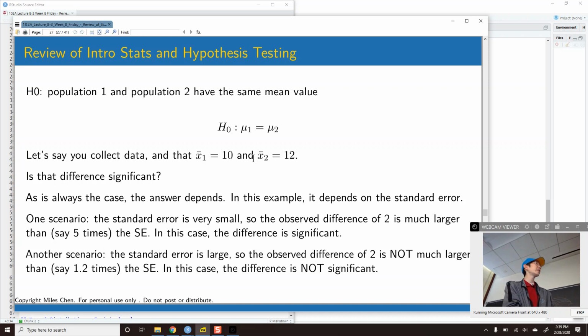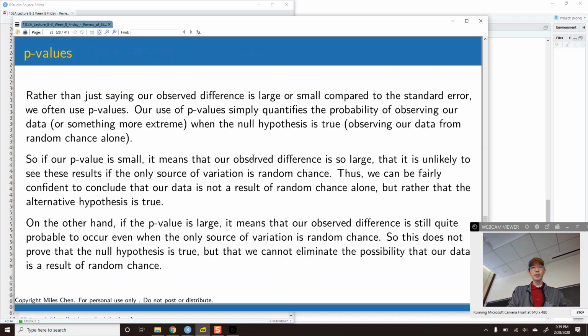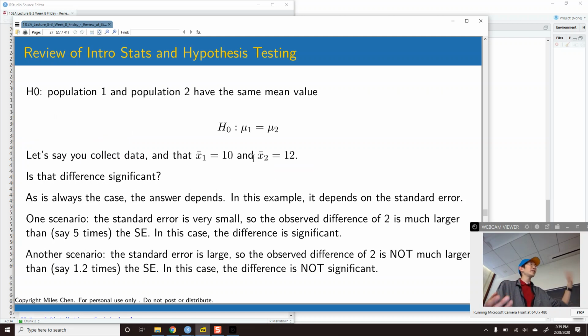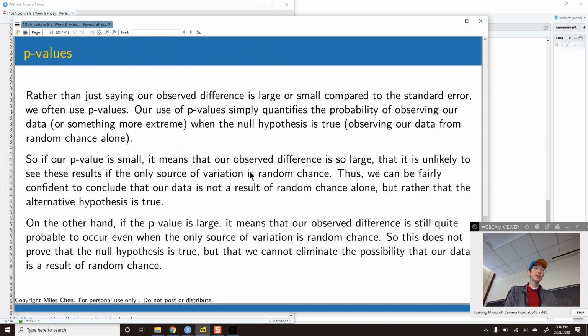On the other hand, if the standard error is very large, so this difference of 2 is only like 1.2 times the standard error, then this difference of 2 points is not significant. In your intro stats class, you might have spent time learning the formulas for the standard error, but the idea here is just, what's the standard deviation of the sampling distribution? Here we're looking at the sampling distribution of x bar 1 minus x bar 2, and we just want to know, is there a lot of spread or not? We're expecting it to be around 0. We're getting 2. Is that significantly different from 0?